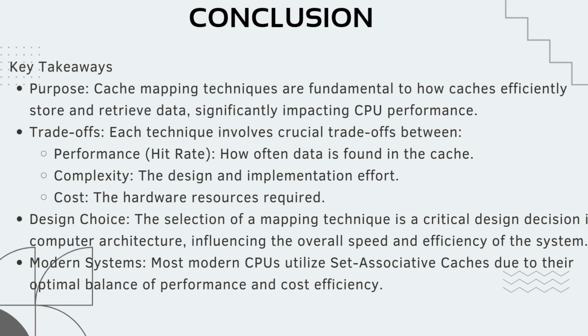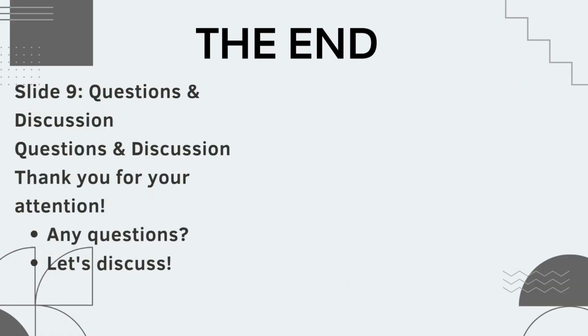And as a final point, it is worth noting that most modern CPUs today primarily utilize set associative caches. This is because they offer the optimal balance of high performance and cost effectiveness for real life applications.